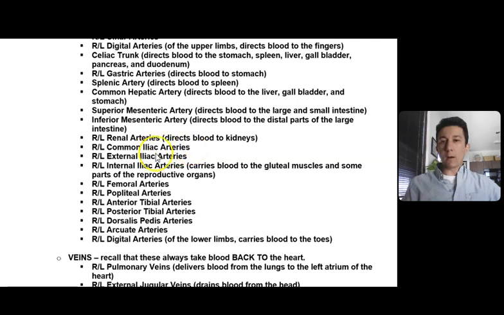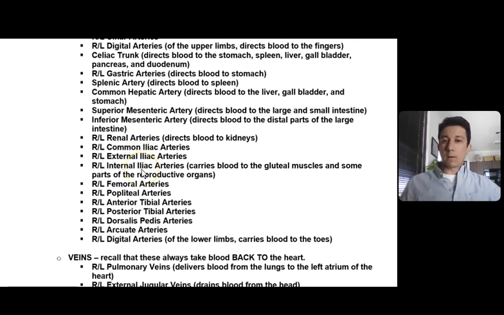The common iliac arteries are essentially a major branch off of the abdominal aorta. The common iliac arteries branch to become either the external iliac arteries or the internal iliac arteries. The external iliac arteries essentially pass right by the hips, and these are the major arteries that are delivering blood to the arteries that are found in the lower limbs.